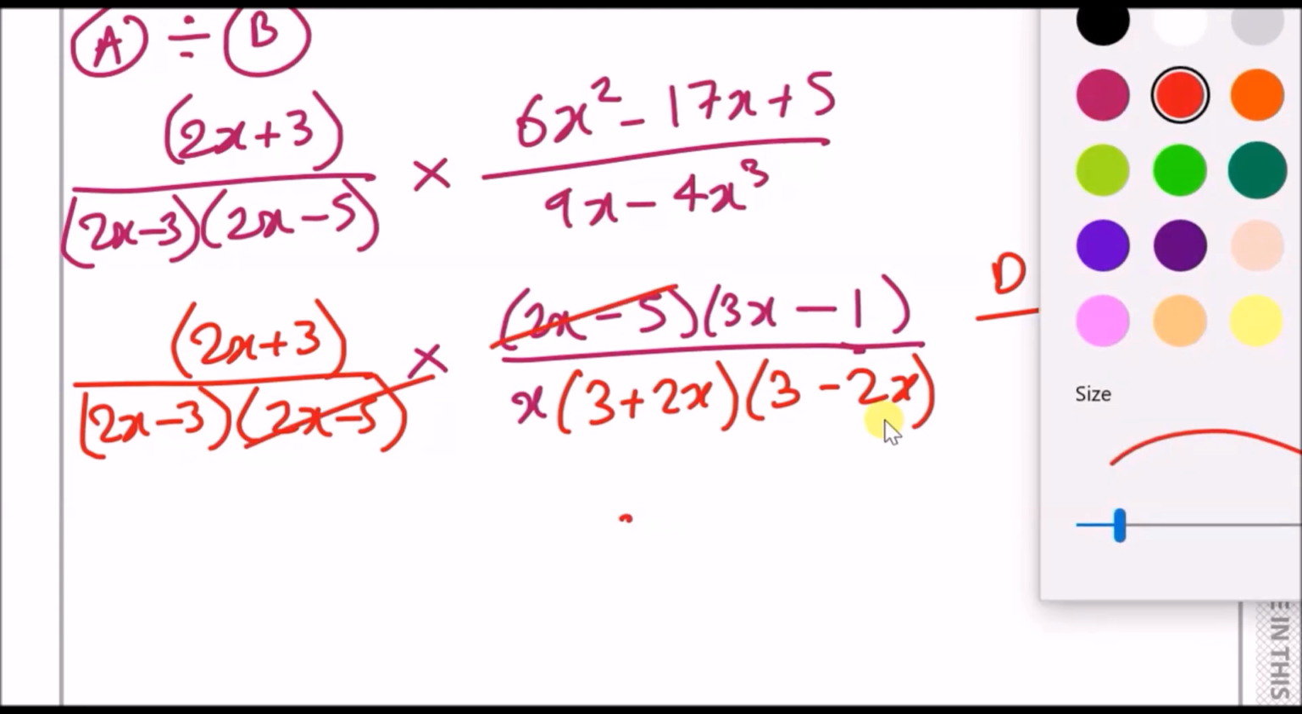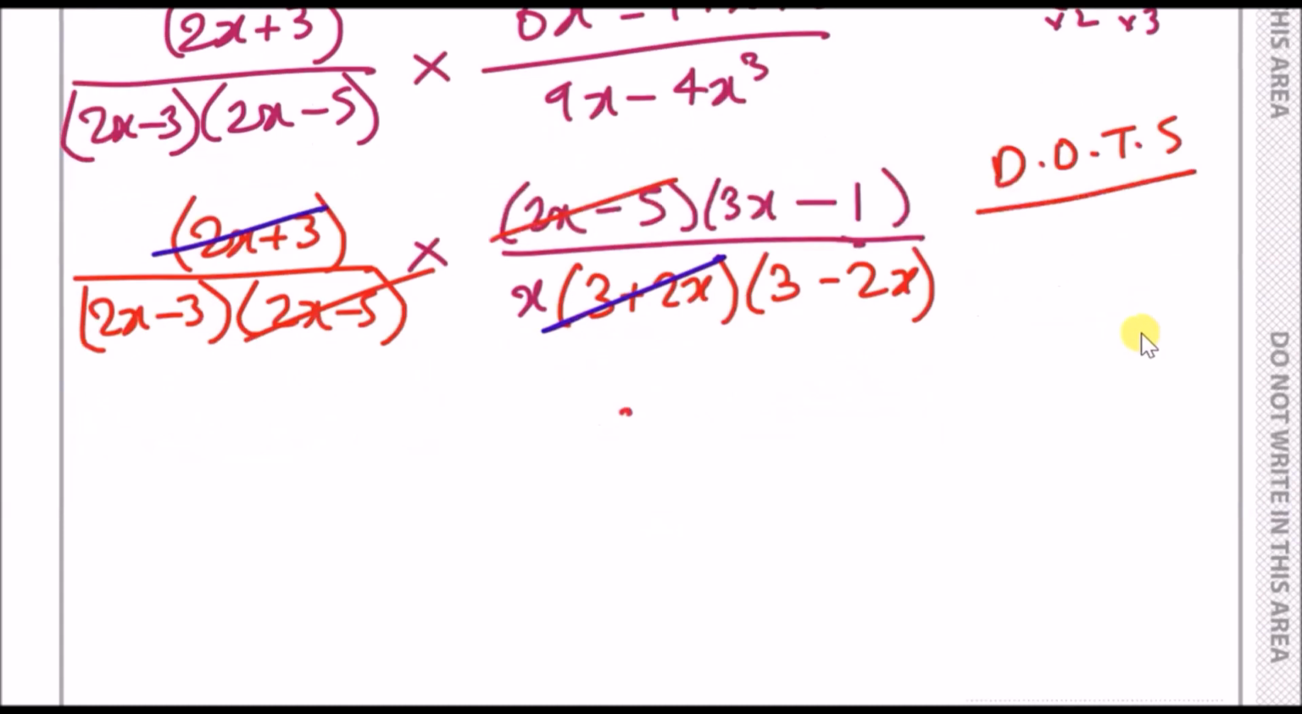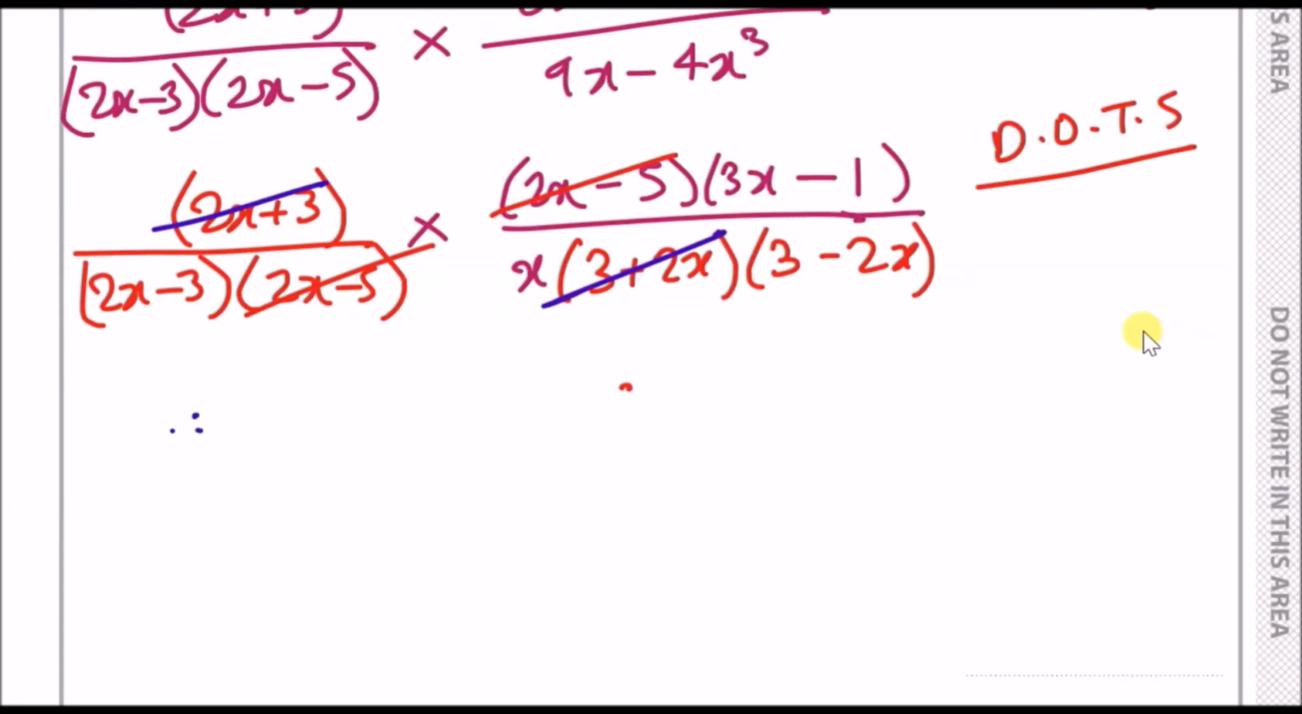Let me change it to blue actually. You can also see that you got 2x plus 3. If you rearrange this one, this is just 2x plus 3 as well. That goes. And is that it? And I think that's it actually. So what are we left with now? We're now left with the top line of 3x minus 1.